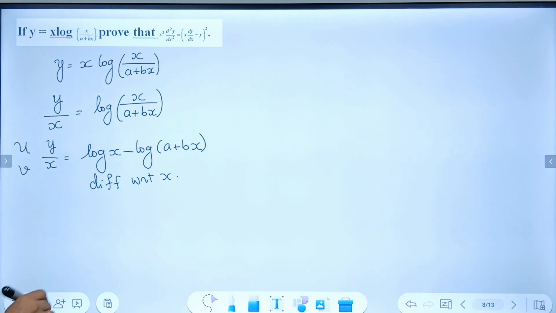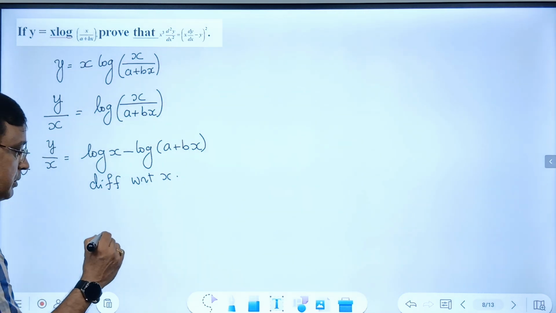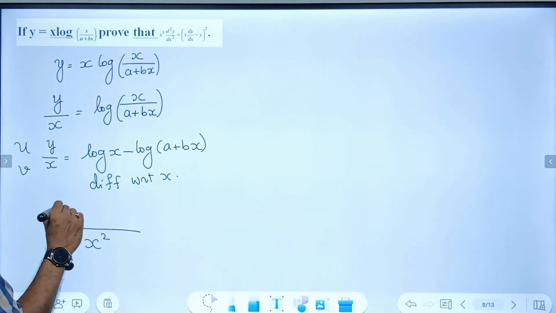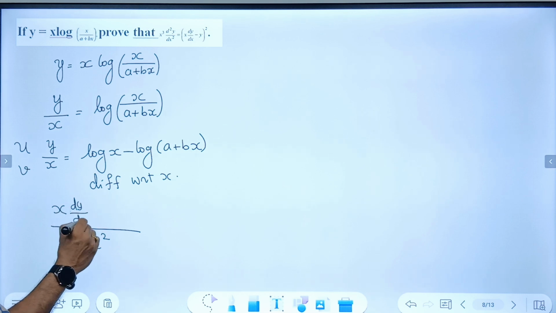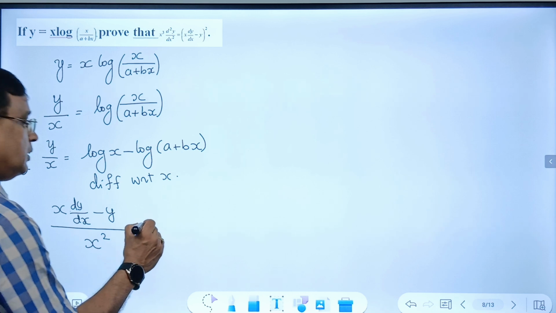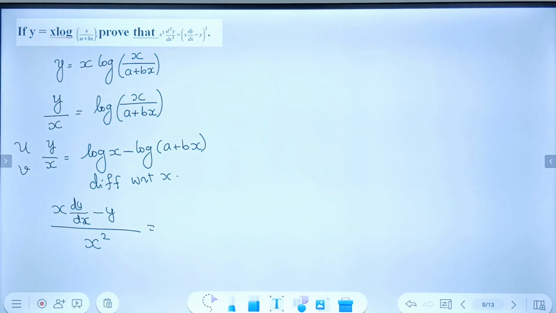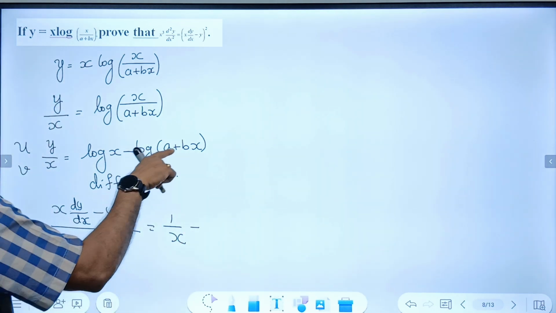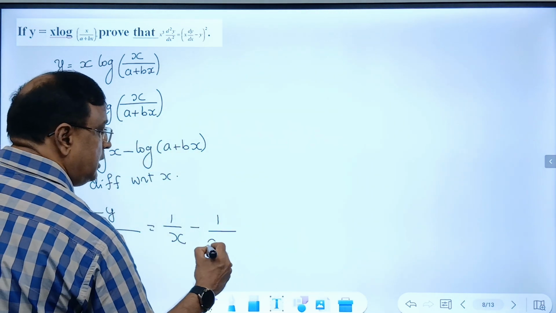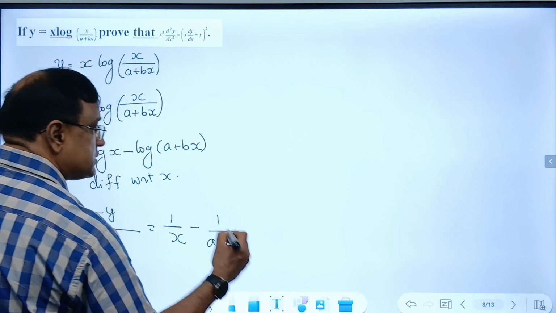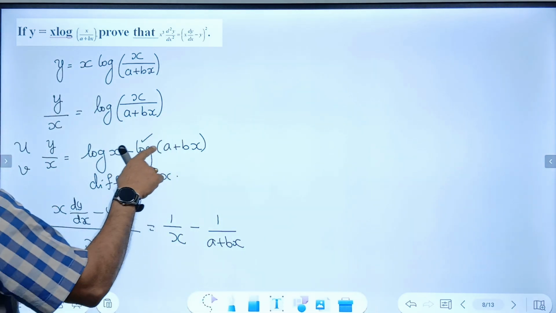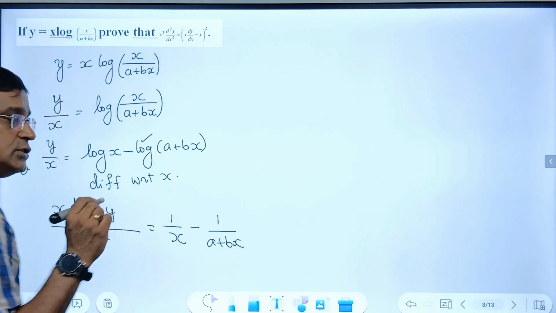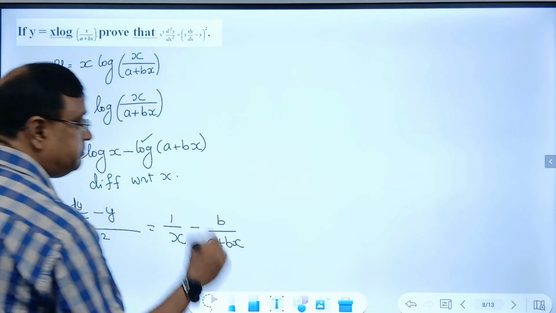For y by x I have to use the quotient rule. What is the quotient rule? Denominator square, denominator into the differentiation of y, which is dy by dx, minus y, differentiation of x is 1. Equal to, now what is differentiation of log x? 1 by x. And what is the differentiation of log of (a plus bx)? 1 by (a plus bx). First I differentiated log, now I am going to differentiate a plus bx. A differentiation is 0. Bx differentiation is b.